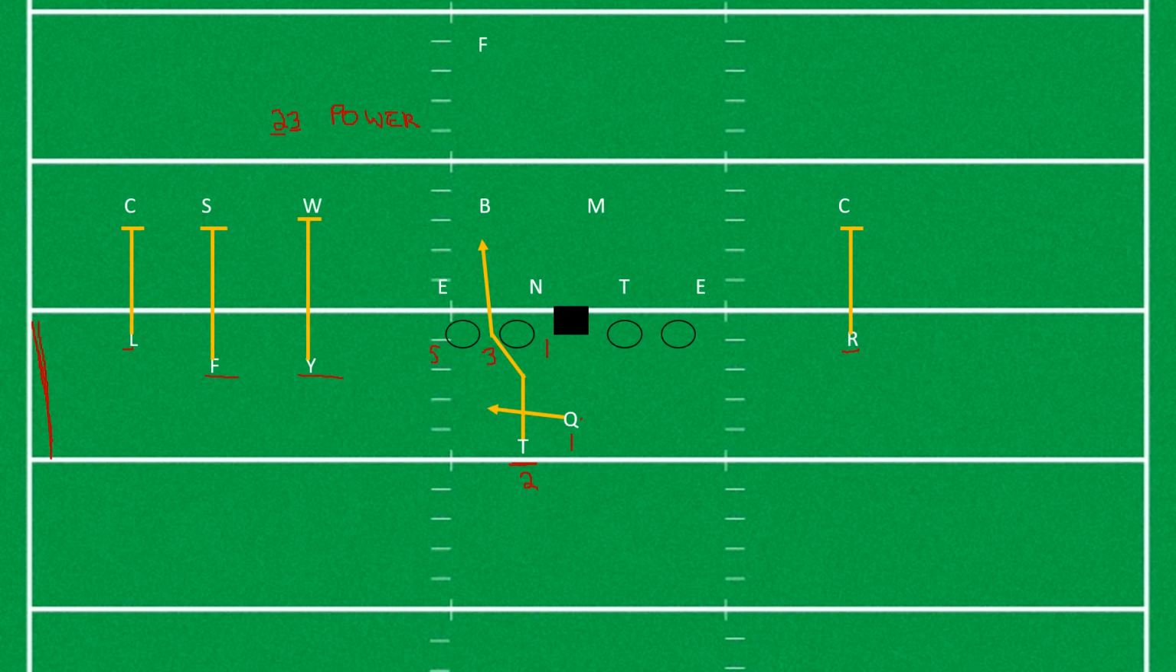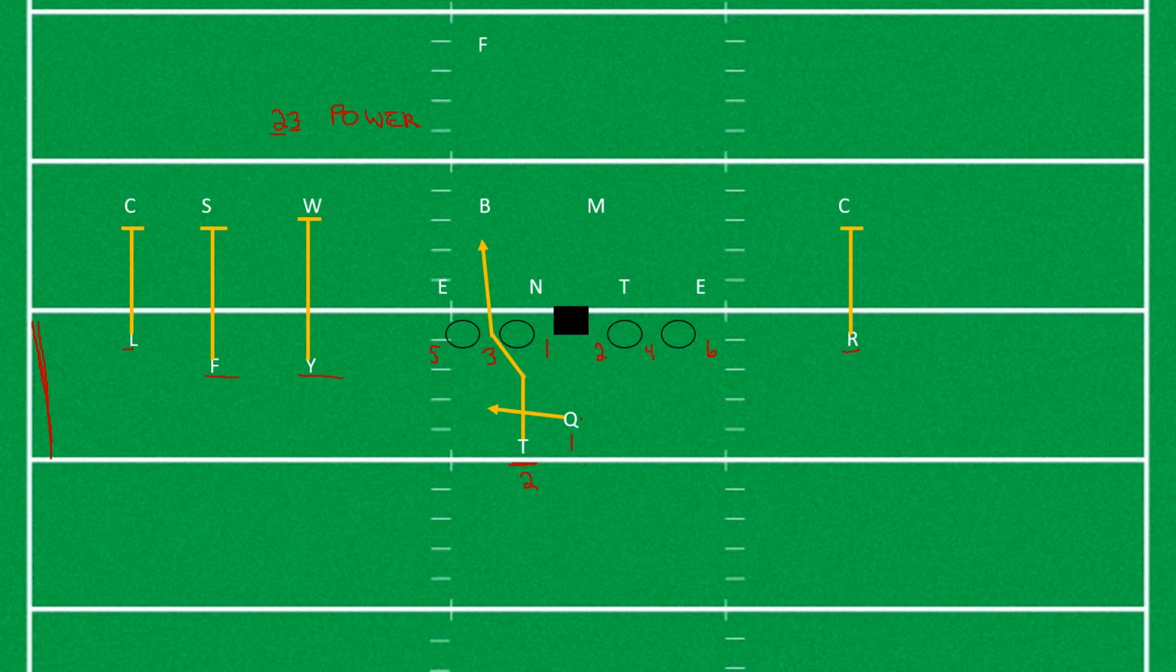The right side of the line are the even numbers. So between the center and the right guard is the 2-hole. Between the right guard and the right tackle, the 4-hole. And outside the right tackle is the 6-hole. Very simple.